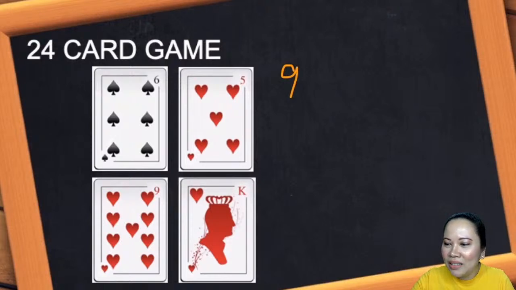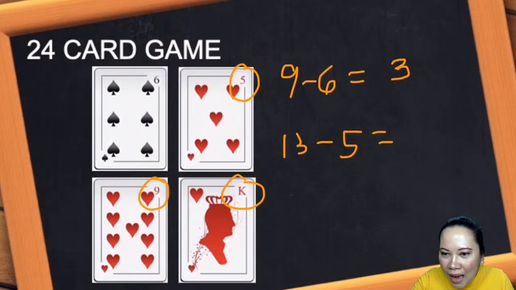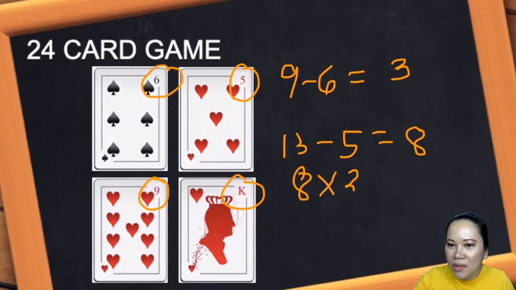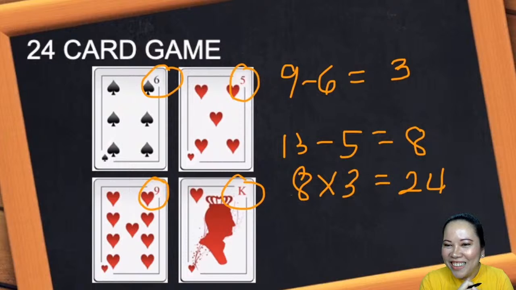Okay, Maha Blanca, 9 minus 6 is 3, and then 13 minus 5, you will have 8. 9 minus 6 is 3. Okay, and then 8 times 3 is 24. Yay! Well done! Well done, Pinini. That is also correct.